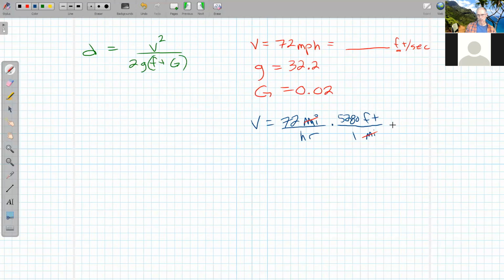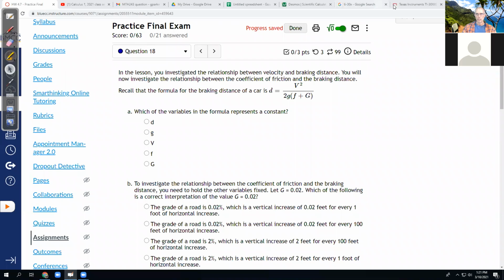Then to get rid of hours, since it's in the bottom, I put hours in the top, seconds in the bottom, and there's 60 seconds in a minute, 60 minutes in an hour. 60 times 60 is 3,600 seconds in 1 hour. So to get rid of the hours in the bottom, I have to divide by 3,600. On my calculator, I'm going to take 72, multiply by 5,280, and then divide by 3,600 to get the V I need to use here. And then I need to square it.